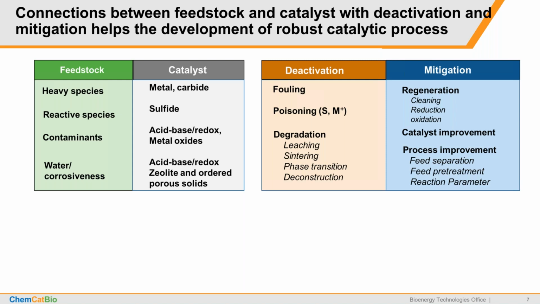We can group those challenging properties of biomass-derived feedstock into heavy species, reactive species, contaminants, and water corrosiveness. On different types of catalyst, they cause different types of deactivation, for instance catalyst fouling, poisoning, or degradation. The mitigation approach can normally include catalyst regeneration, catalyst improvement to be more resistant to these deactivation mechanisms, or process improvement, including removing those troublemaking species from our feedstock.